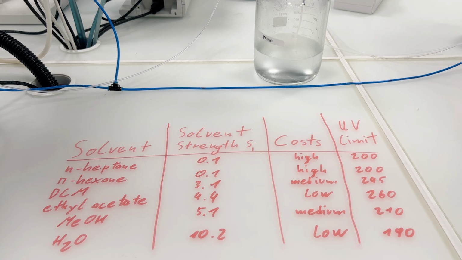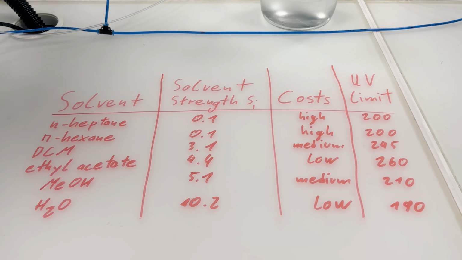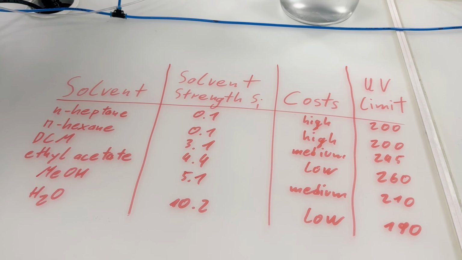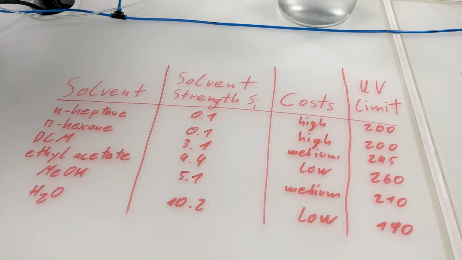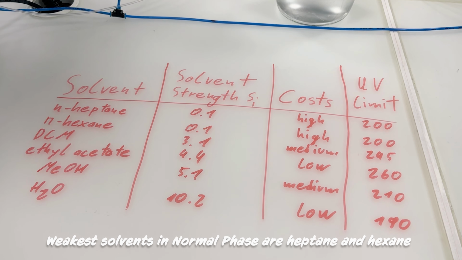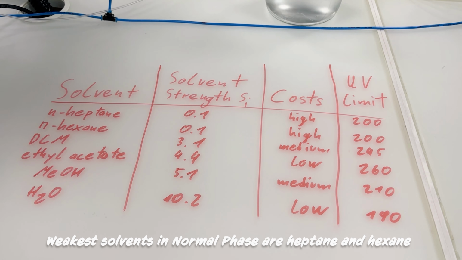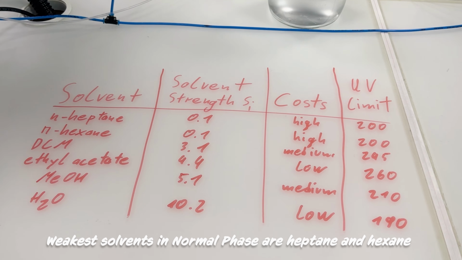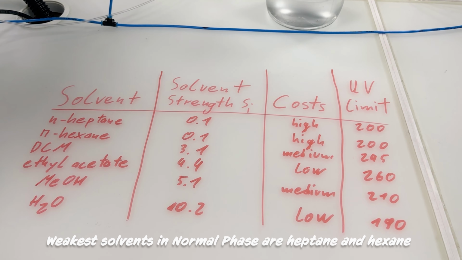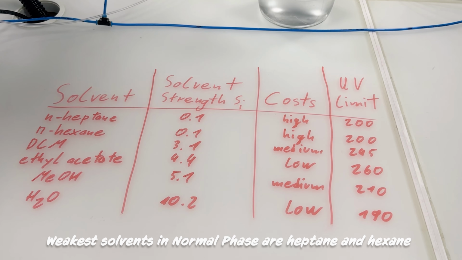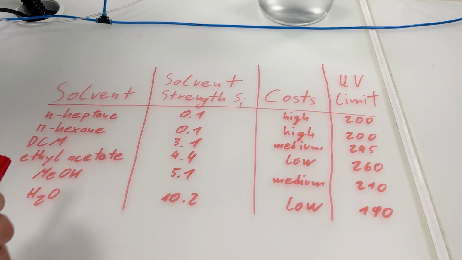Due to the non-polar properties, as heptane has no dipole character and hydrogen bonding ability, this solvent has a very weak solvent strength. N-hexane is only a slightly stronger solvent than N-heptane, but hexane is also very unpolar and has no dipole character and hydrogen bonding ability.